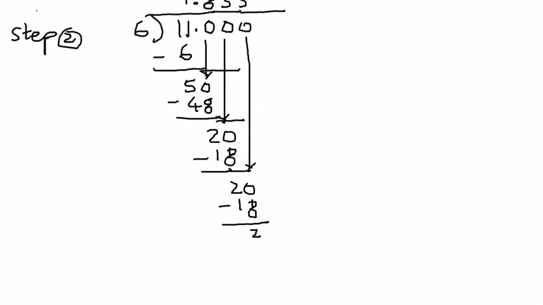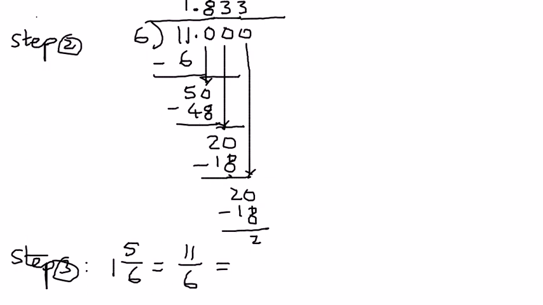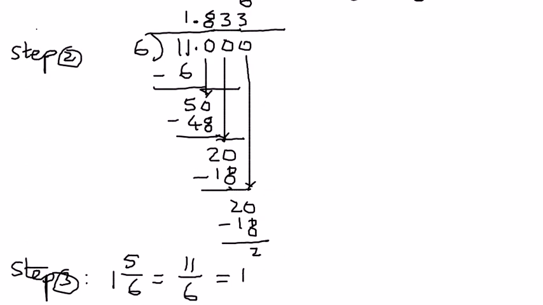Therefore we come back here to step number 3 and state the result. When we convert the mixed number 1 5/6, we can convert it first into an improper fraction, 11/6, and then convert that into a decimal number as follows: 1.833 recurring, or repeating. So 1.833 is where we want to leave it, and this is how we can convert a mixed number into a decimal format.